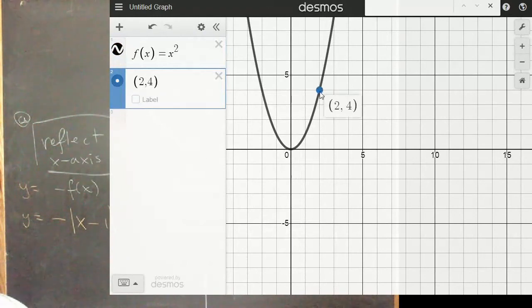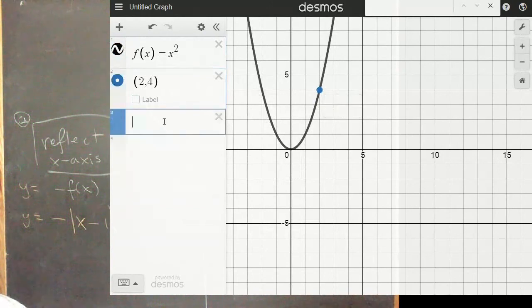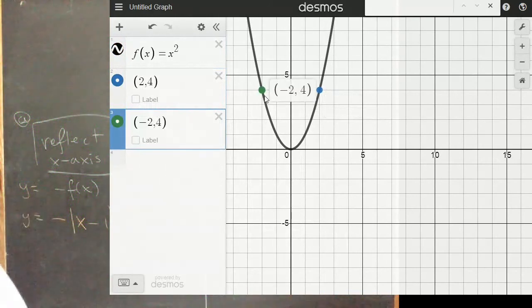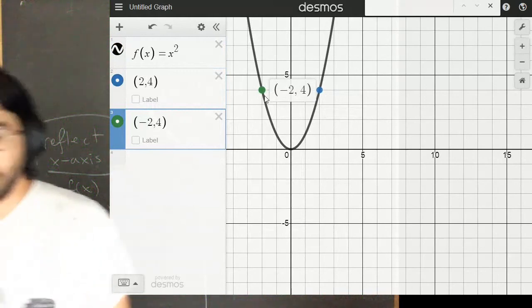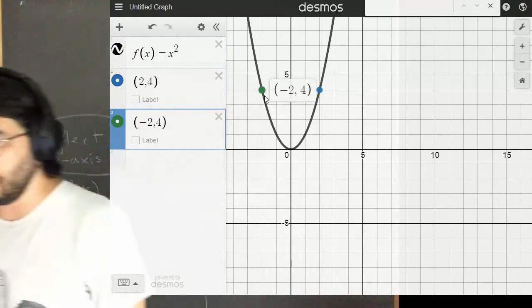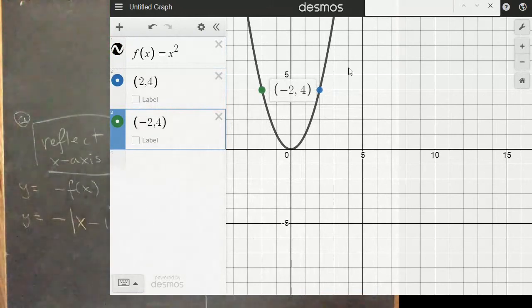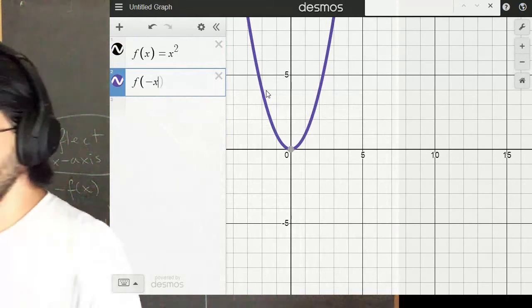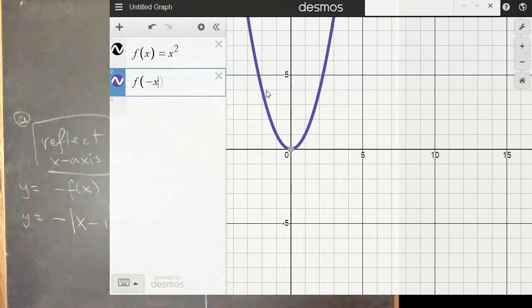And if I were to reflect it across the y-axis, what I'm going to do is replace the x with its negative. So negative 2, 4. But you'll notice that that's also on the graph. Okay? So if I take this graph and reflect it across the y-axis, I just get the same graph back. Okay? I get exactly the same graph back, and you can see that by computing something like f of negative x. And you can see that it's just the same thing as this one in purple.